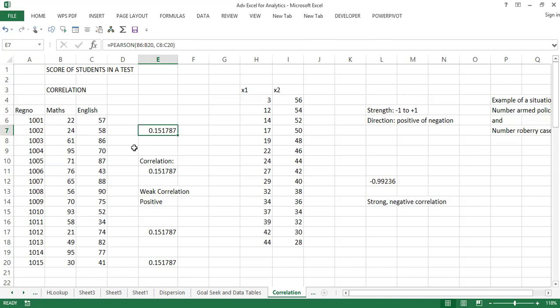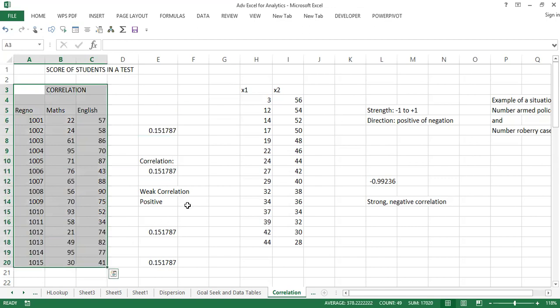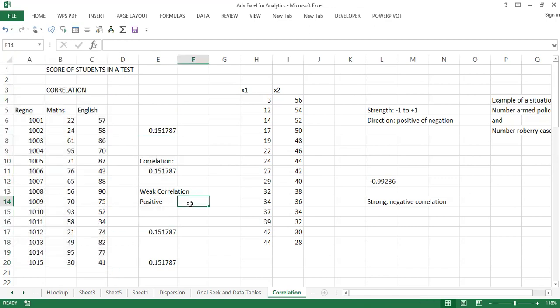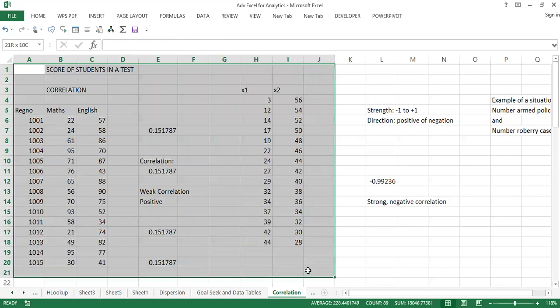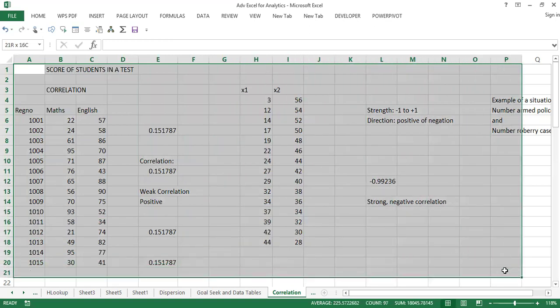So that's correlation. Correlation is an important topic in analytics. Very important. We also deal with regression analysis, but correlation first. This correlation, this is Pearson coefficient of correlation.